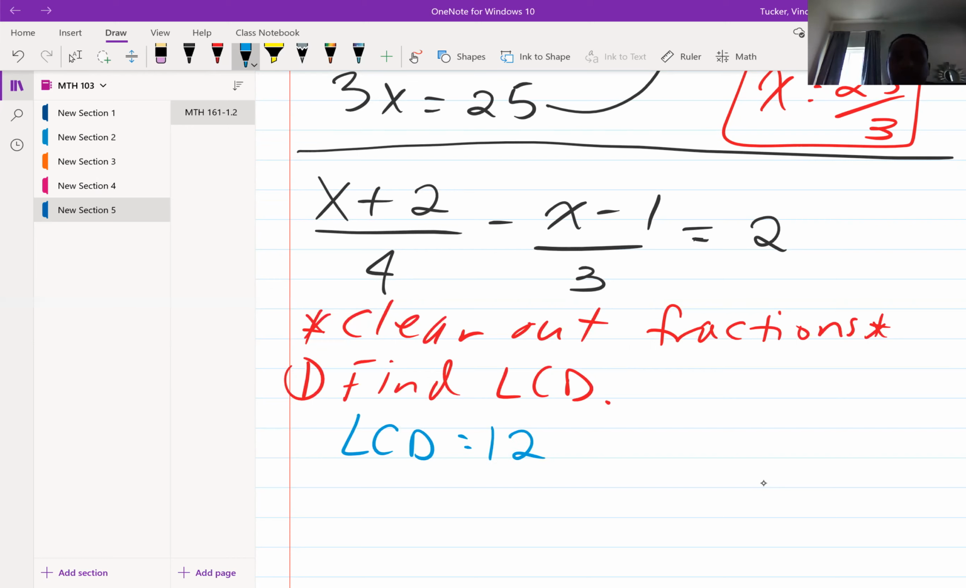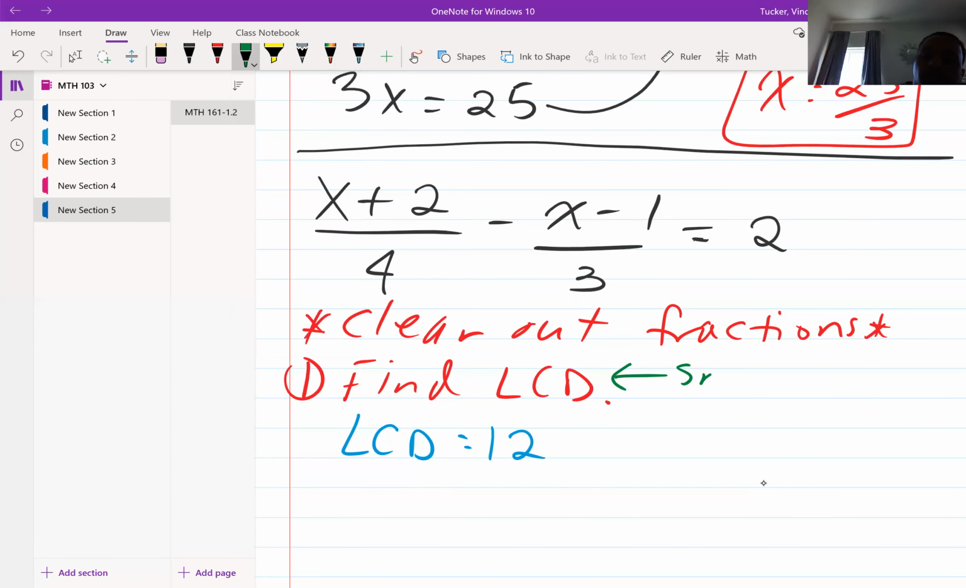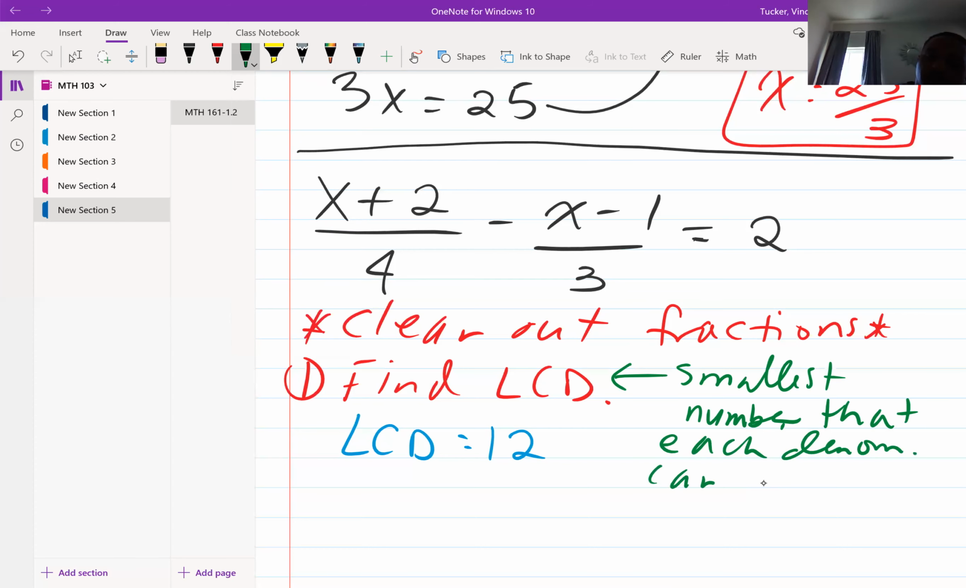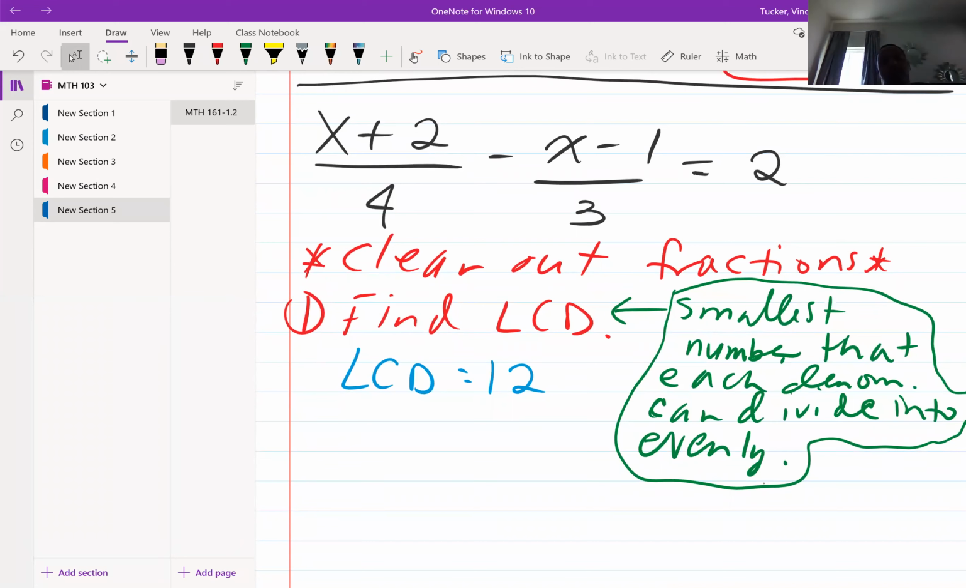So you're talking about the least common denominator. Your LCD is the smallest number that each denominator can divide into evenly. Smallest number that each denominator can divide into evenly. So the 4 and the 3 can divide into 12.